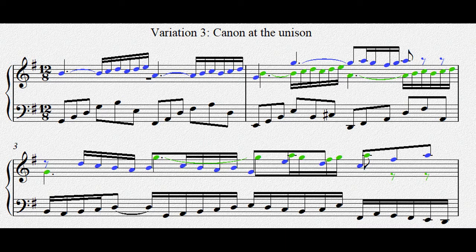And underneath all this, Bach writes a separate bass part for the left hand, and that's shown in the black notes on the lower stave. That sounds like this. And it all comes together like this.